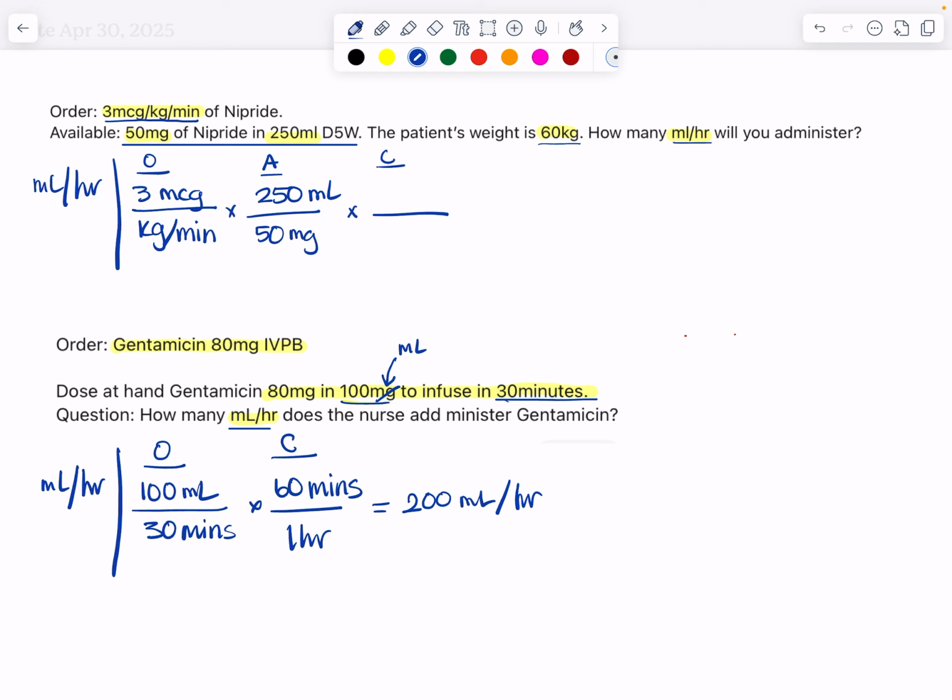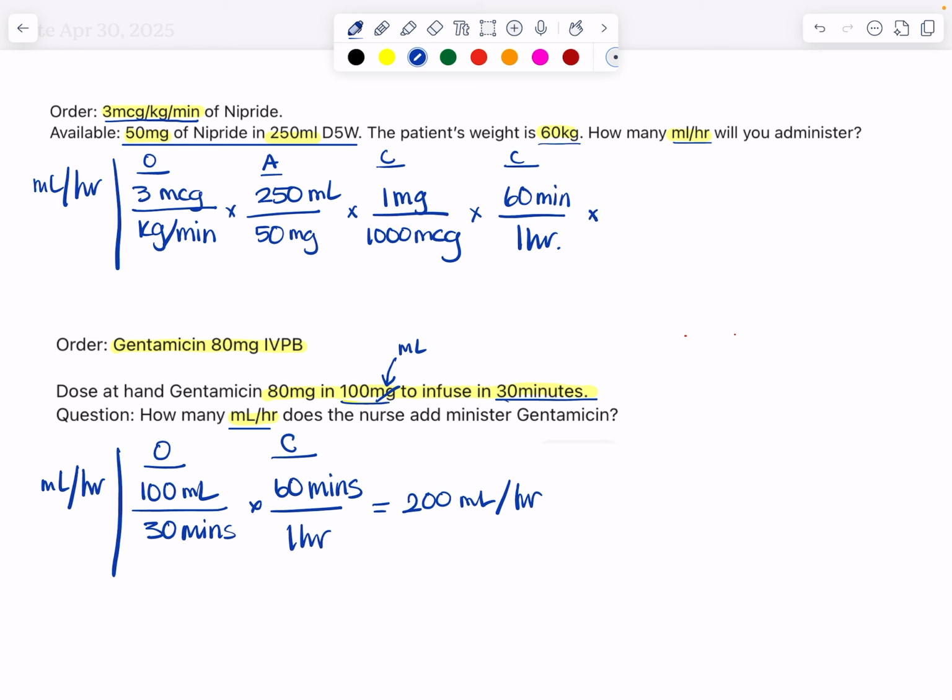So milligrams is on the bottom here, so it's going to go on the top. 1 milligram equals 1,000 micrograms on the bottom. Now, do we need another conversion? Yes, because we're looking for mLs per hour, and the order is in minutes. So let's convert minutes. So 60 minutes goes on the top because it's on the bottom in the order, and 1 hour goes on the bottom.